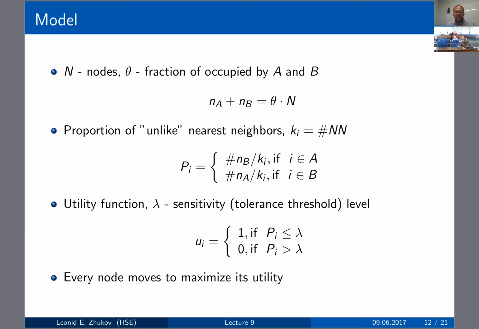Okay, so mathematically, this is really simple. You have N nodes in total, and let's say theta is the fraction of nodes occupied by both types of agents, A and B. We're dealing here with two classes, but of course you can expand this theory to include many classes of agents. NA and NB are the numbers of agents of each type. And theta was called rho on the previous slide; it's the same, the filling rate.